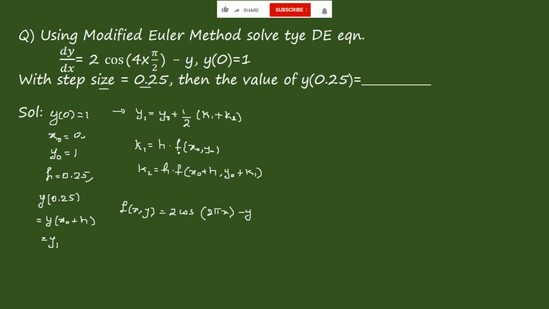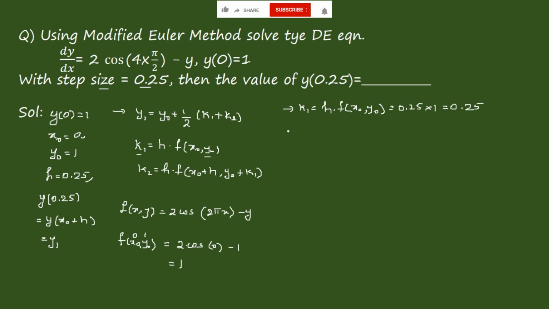So first we'll be finding the value of f of x naught comma y naught and then find the value of k1. F of x naught comma y naught is equal to, x naught is 0, y naught is 1. So it becomes 2 into cos of 0 minus 1, which is equal to 1, right? So the value of k1 is equal to h into f of x naught comma y naught, which is equal to 0.25 into 1, which is equal to 0.25.